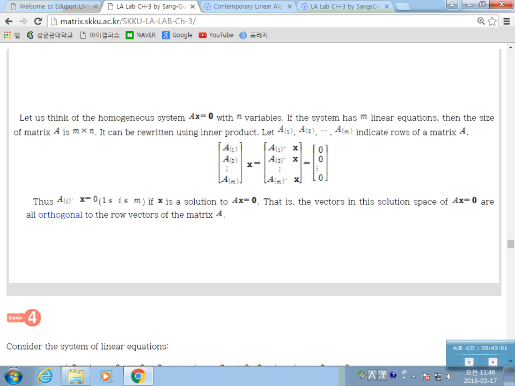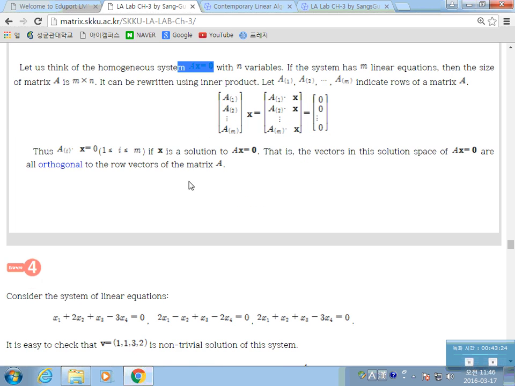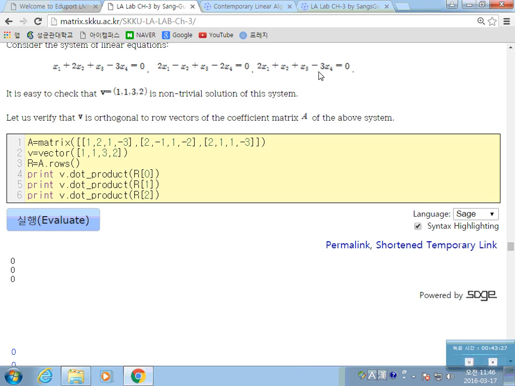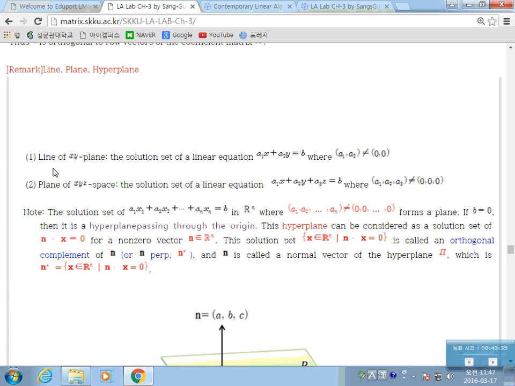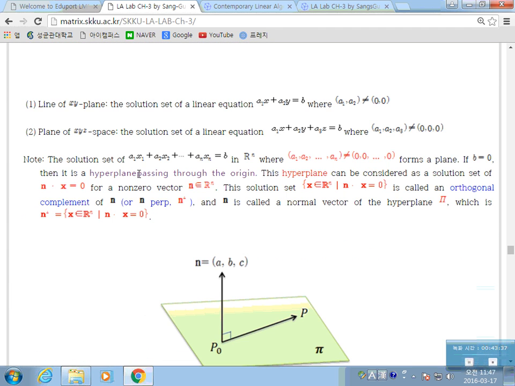Actually, for the solution space of the homogeneous system AX equals 0 with n variables, if the system has n linear equations of size like this, then it can be written using the inner product. So if these are row vectors, then the inner product of the row vectors and X are all zeros if AX is equal to 0. This can be checked here. Here is the linear system of equations, and the rows of this are all orthogonal to the solution. The dot product, the inner product, are all zeros. They are all orthogonal.